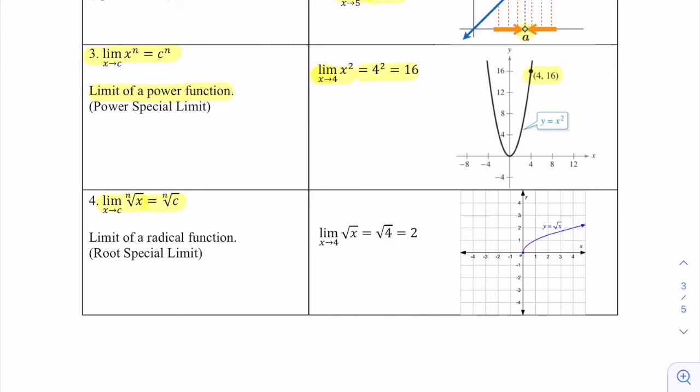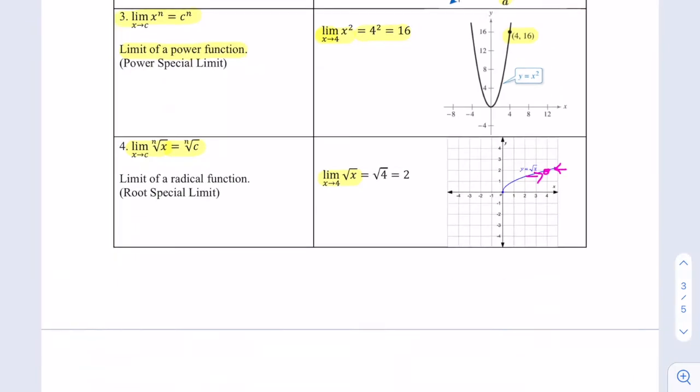So here we have the square root function, and we want to find the limit of the square root of x as x approaches 4. And you can see it's going to be approaching 2, so the limit will be 2.